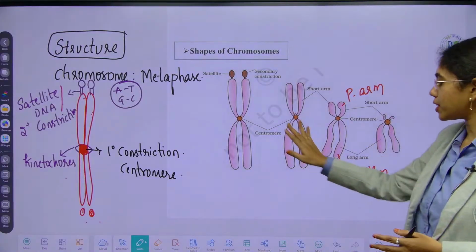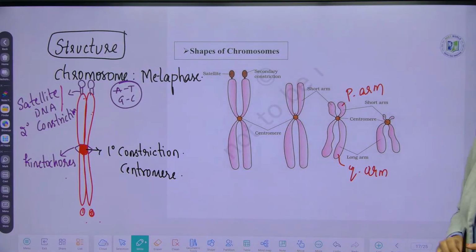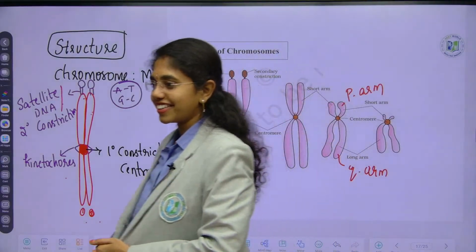Shapes of the chromosomes are clear at which phase?